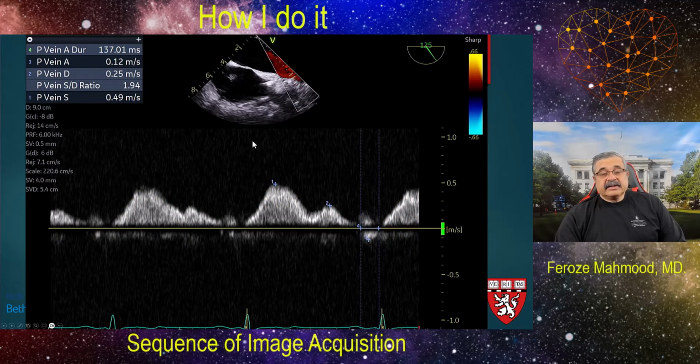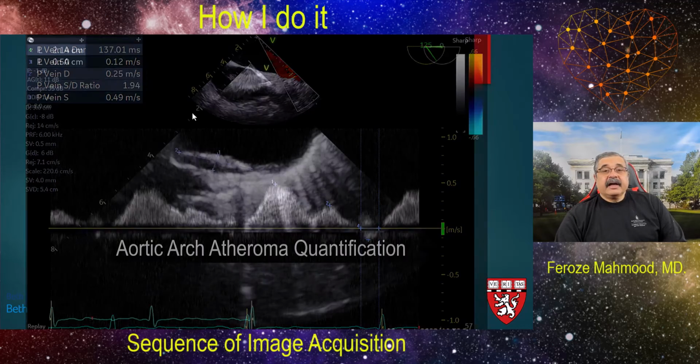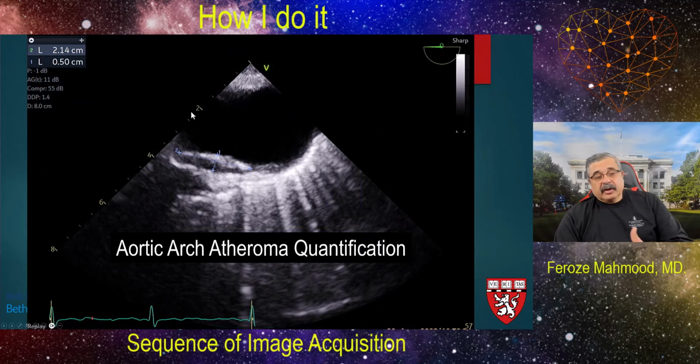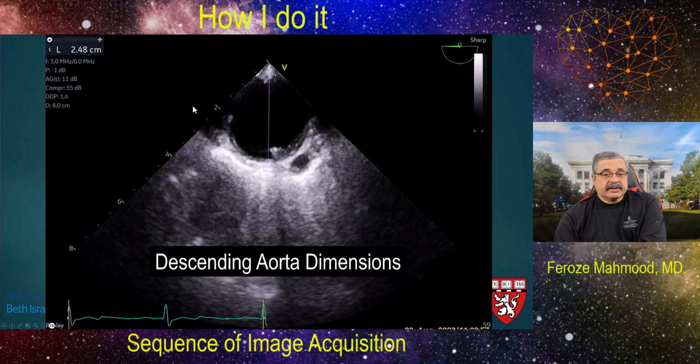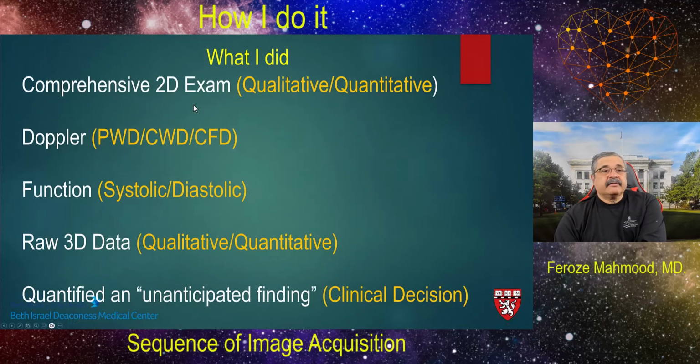You go back at this stage to measure the S, D, and atrial reversal waves to further refine the diagnosis of diastolic dysfunction, quantify the atheromas in the aortic arch, and then come up with the diagnosis. Descending aortic dimensions, never forget about them.